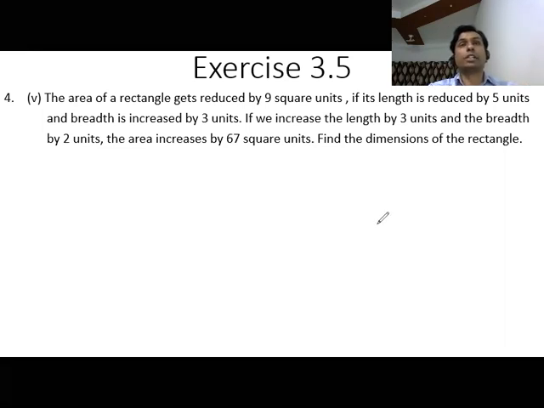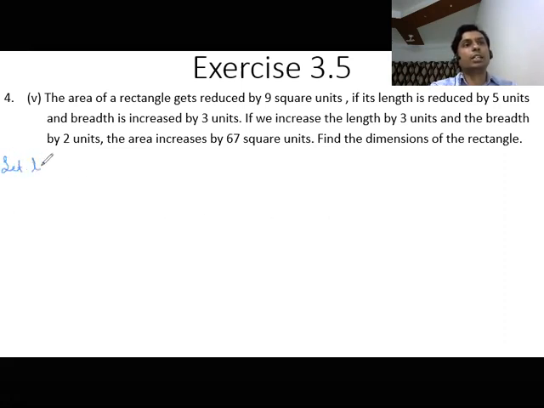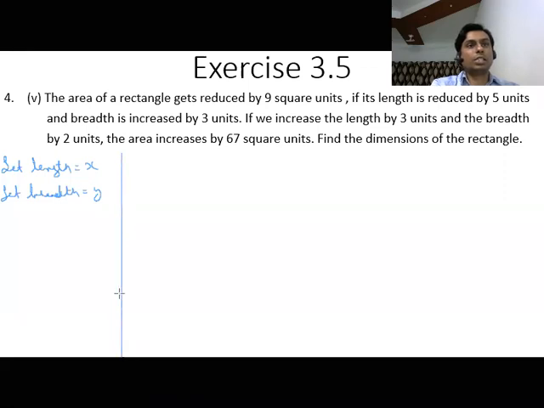You have to find the dimension of the rectangle, which means you have to find length and breadth. So we will say, let length be equal to x, let breadth be equal to y. So I'm naming them like this. Length is equal to x and breadth is equal to y. Then I know the area. What is area? Area is length into breadth, xy. Area is xy. Now if its length is reduced by 5 units, so x minus 5.